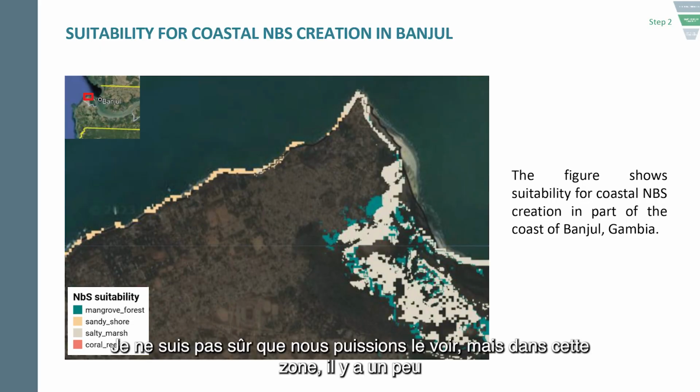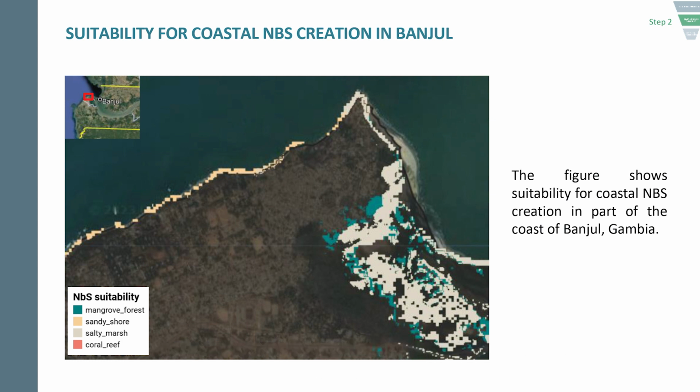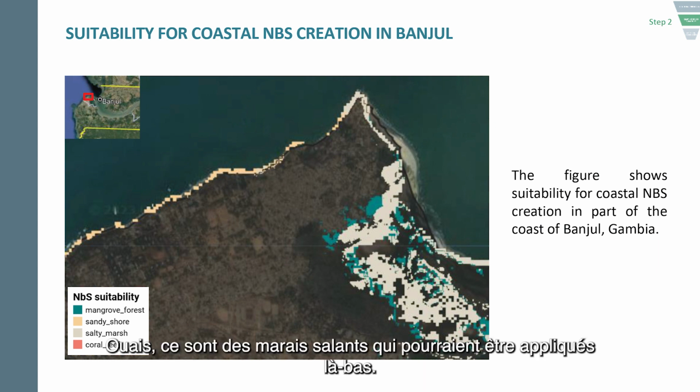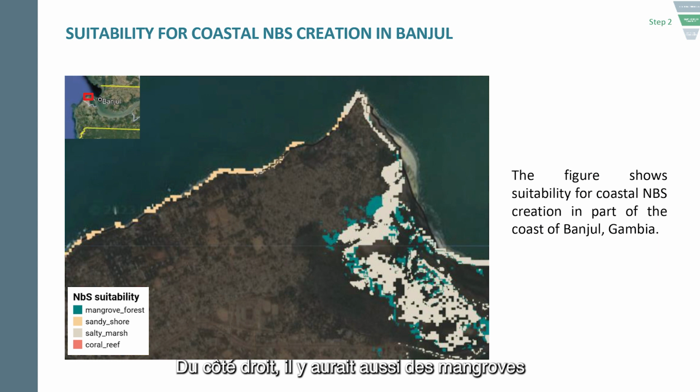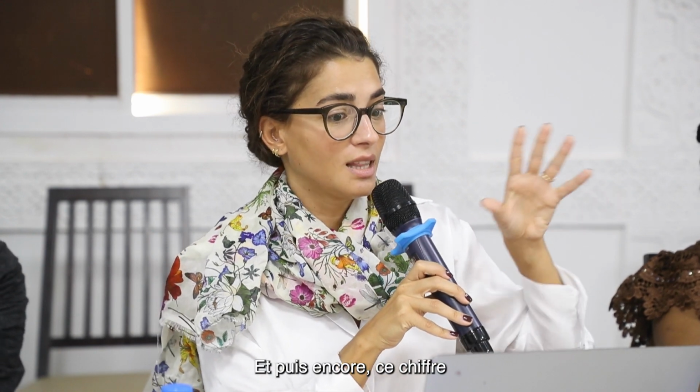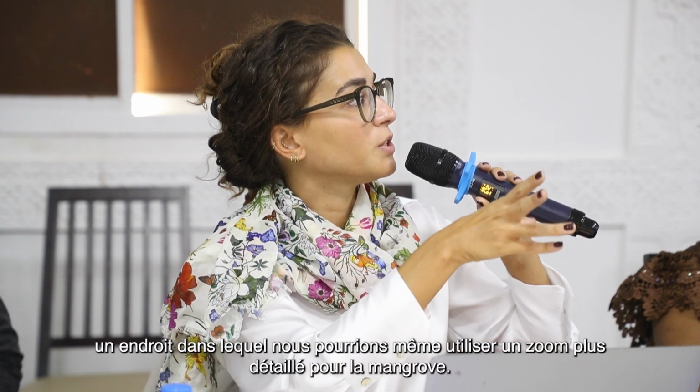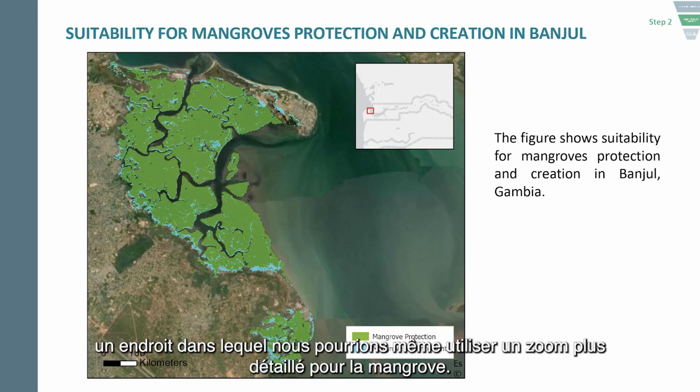For instance, it's a little bit dark, I'm not sure you can see, but in that area there is a bit of light beige. These are sandy shores and salt marshes that could be applied there. On the other side we have sandy shores, and there's a darker shade of green on the right-hand side that would be mangroves that could be applied in that specific location. And then this figure shows how a location in which we could use, even zooming in more in detail, mangroves.